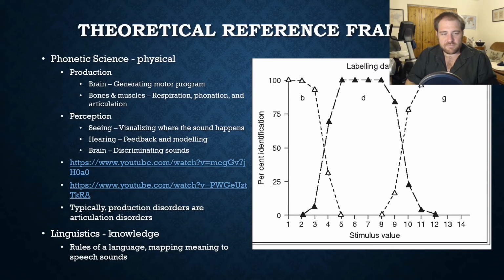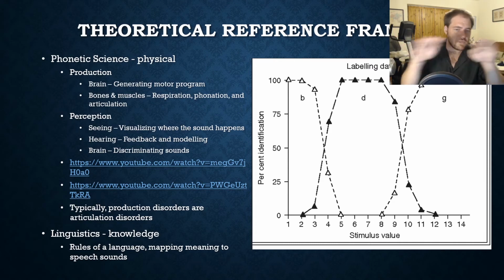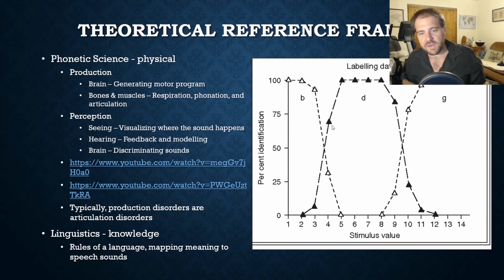They both happen. Articulation disorders are a little bit more prevalent, I guess, is my take-home message from that. The other reference frame that we can use is linguistics. Wait, sorry. Let's not get into that yet. I want to talk about this categorical perception here really quickly.